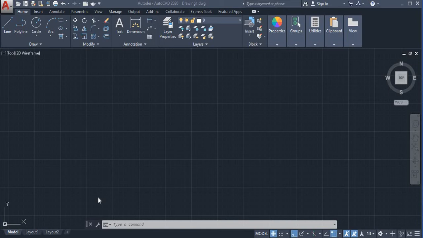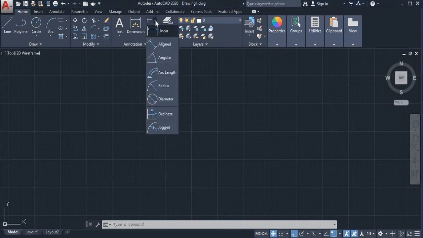In this class, I will tell you types of dimensions. There are 8 types of dimensions: linear, aligned, angular, arc length, radius, diameter, ordinate, and the last one, geometry. In this class, I will tell you linear, aligned, and angular dimensions.